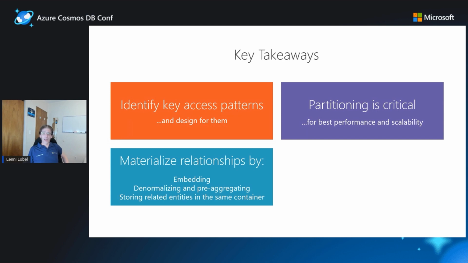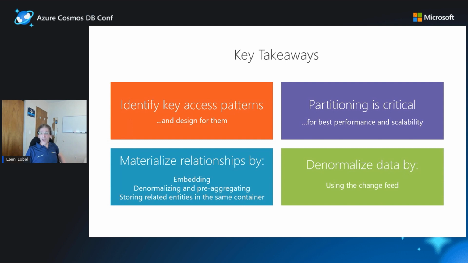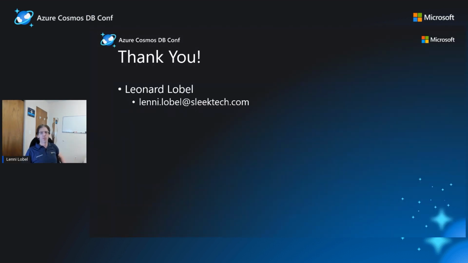Using these techniques that I covered to materialize relationships, either by embedding or by referencing through denormalization, pre-aggregating, combining multiple entity types in the same container if they share similar partitioning needs and similar throughput needs, and using your choice of either the change feed or transactional integrity when the updates are within a single logical partition using stored procedures as well.